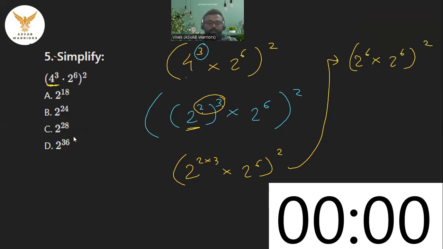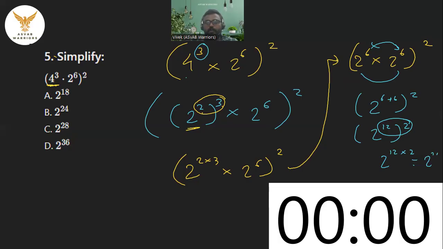Let's solve it here. So 2 to the power 6 times 2 to the power 6 to the power 2. Now the bases are same, so the powers will get added. 2 to the power 6 plus 6 to the whole power 2. 2 to the power 12. Now it's power of power, so we're going to multiply these two things. 2 to the power 12 times 2, which is nothing but 2 to the power 24. That will be your answer.